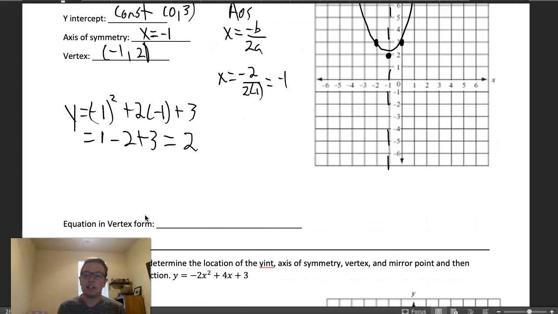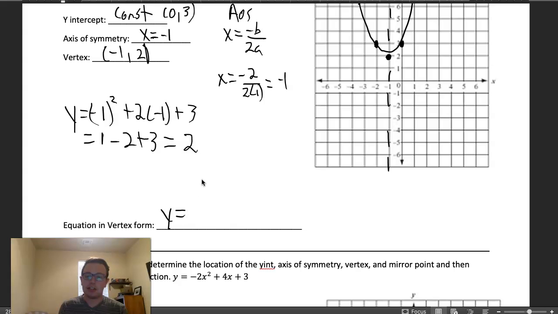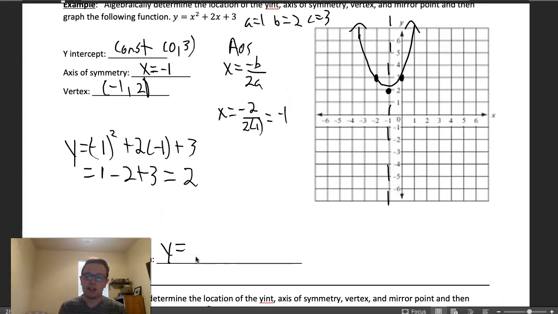The equation in vertex form. So in vertex form, a will be the same. So y is equal to, what was a originally? It was 1. So this is going to be y is equal to 1 times x minus, our vertex was at minus 1, so x minus minus 1 squared plus 2.